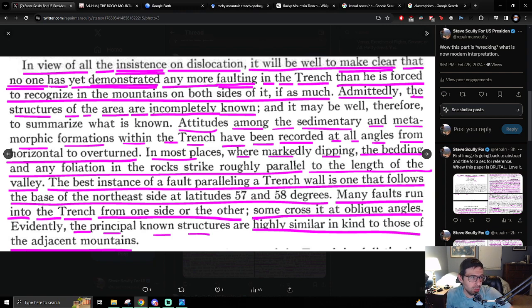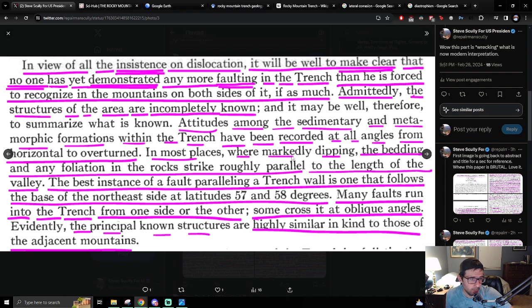Admittedly, the structures of the area are incompletely known. So this is where he says it. Admittedly, incompletely known. And it may be well, therefore, to summarize what is known. Attitudes, I don't know what this meant. I don't think it's altitudes, but I don't know what that means in terms of what we're talking about. Attitudes among the sedimentary and metamorphic formations within the trench have been recorded at all angles from horizontal to overturned. Whatever that attitudes means in that regard.